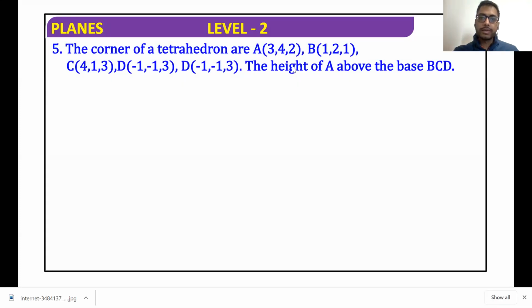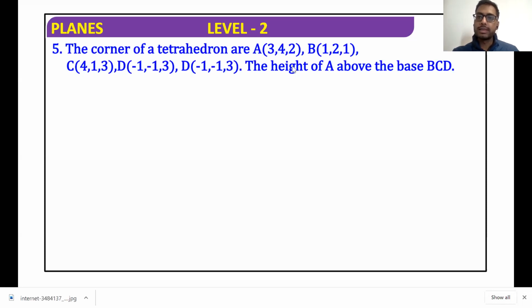The corner of a tetrahedron ABCD is given. So there is a tetrahedron which has 4 coordinates A, B, C, and D. Height of A above the base BCD. So the points BCD are going to lie in one same plane, and the fourth point is going to be A, which is going to lie above. So what you have to do is you have to find the height of A from the plane BCD. So height is nothing but the perpendicular distance. So in short, you are asked to find the distance of point A from the plane BCD.